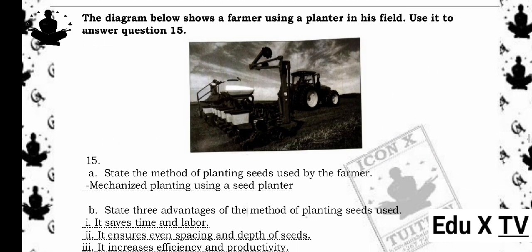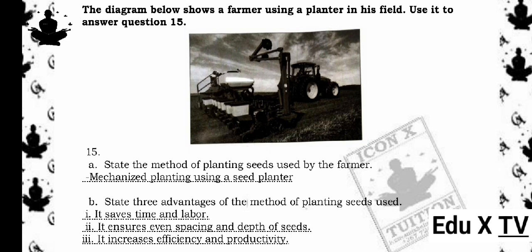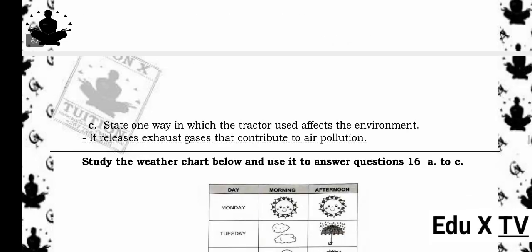The diagram below shows a farmer using a planter in his field. Use it to answer question 15. 15. A. State the method of planting seeds used by the farmer. Mechanized planting using a seed planter. B. State 3 advantages of the method of planting seeds used. 1. It saves time and labor. 2. It ensures even spacing and depth of seeds. 3. It increases efficiency and productivity. C. State 1 way in which the tractor used affects the environment. It releases exhaust gases that contribute to air pollution.